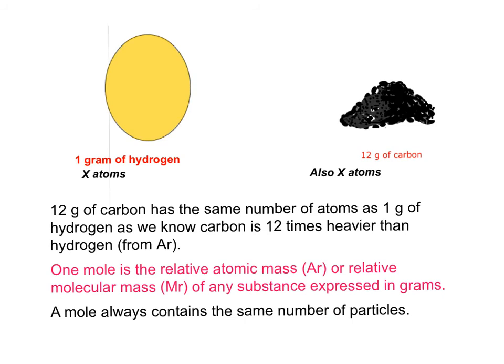If we consider two elements, so let's just pick the element hydrogen and let's just pick the element carbon. Now, hydrogen's relative atomic mass, its top number in the periodic table, is 1. So let's just take 1 gram of this hydrogen. Now, if I go and think about carbon's relative atomic mass, its top number in the periodic table is 12. So let's just take 12 grams of carbon.